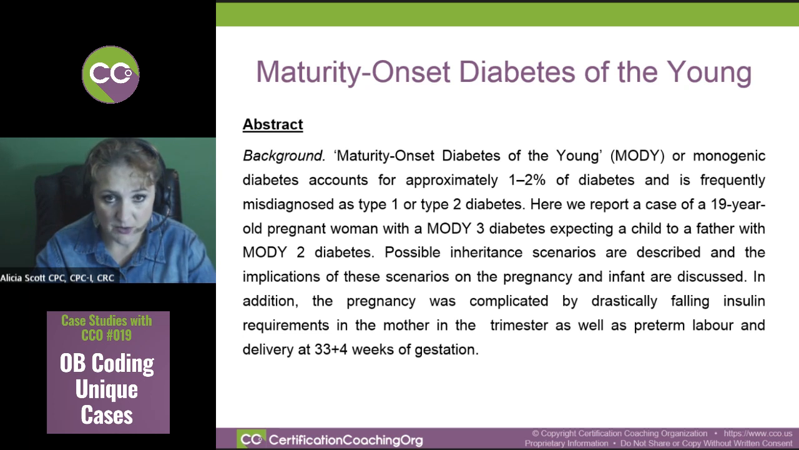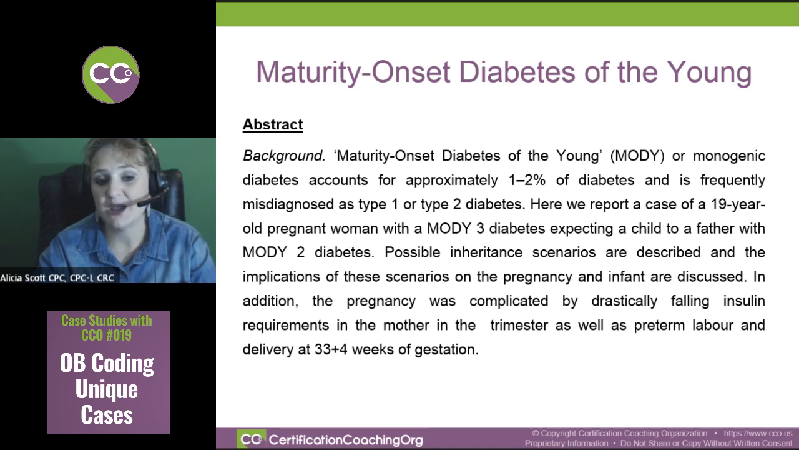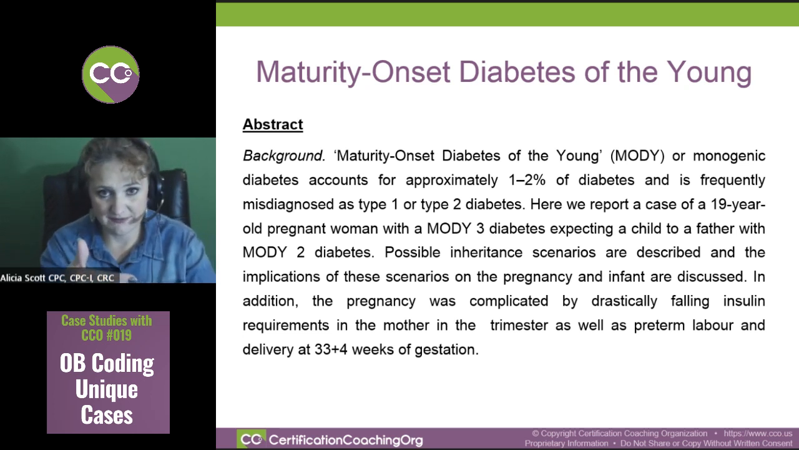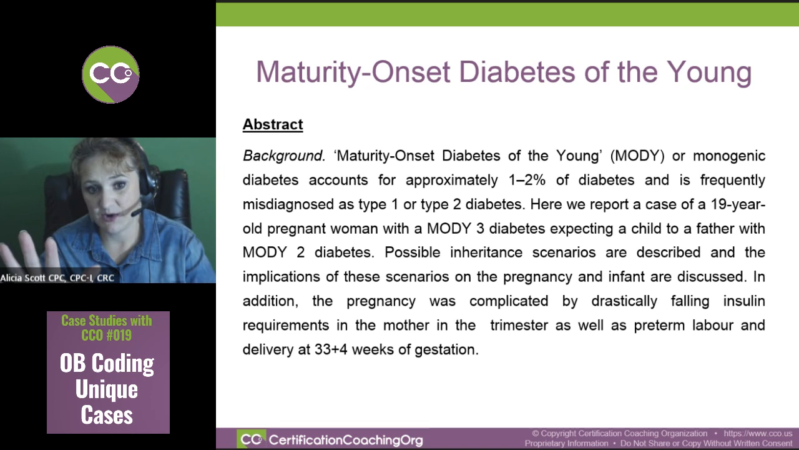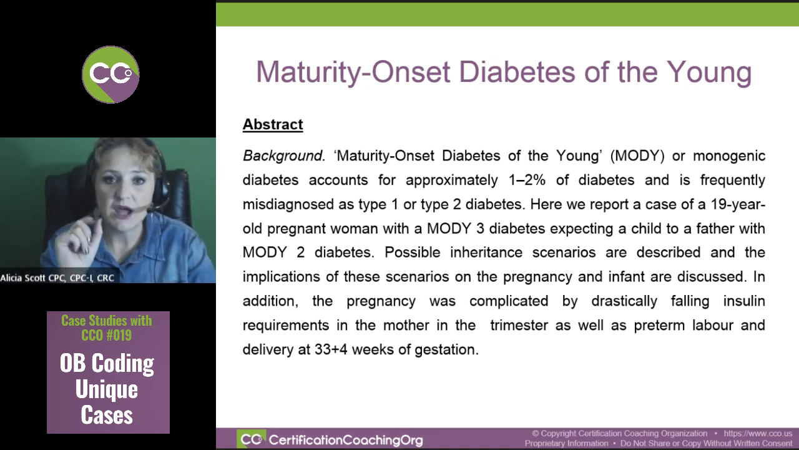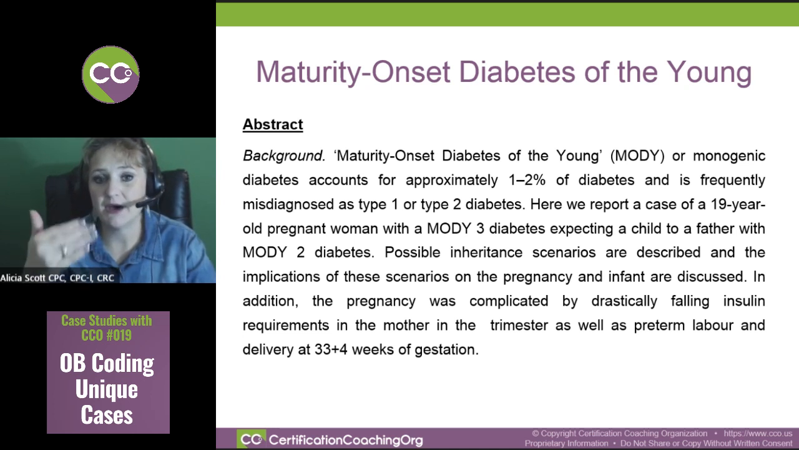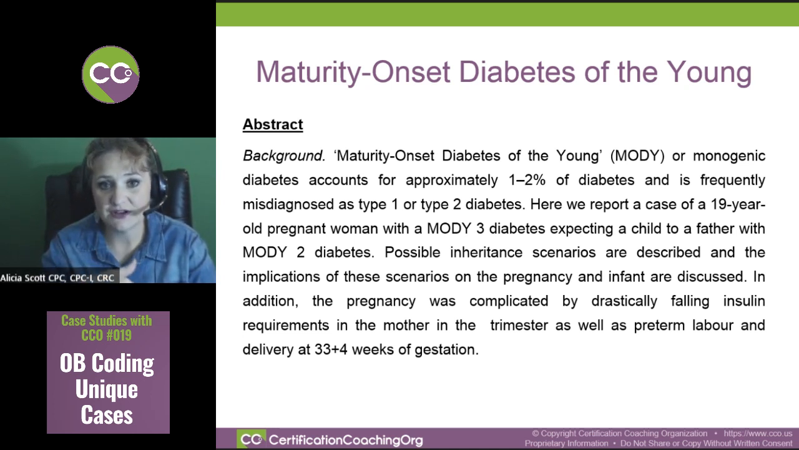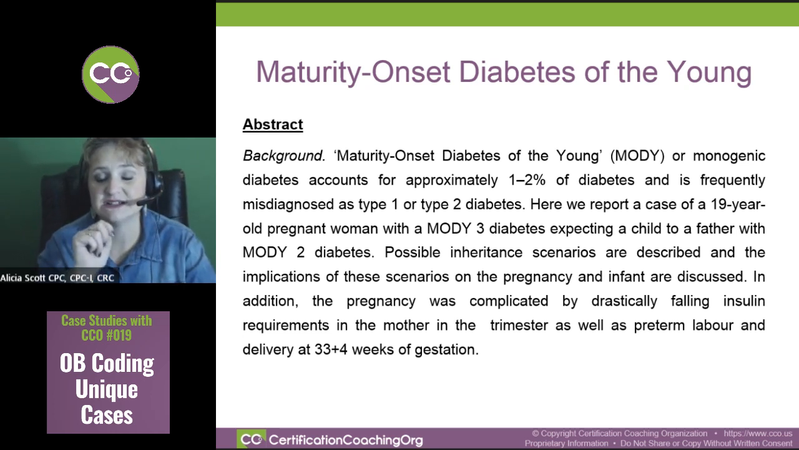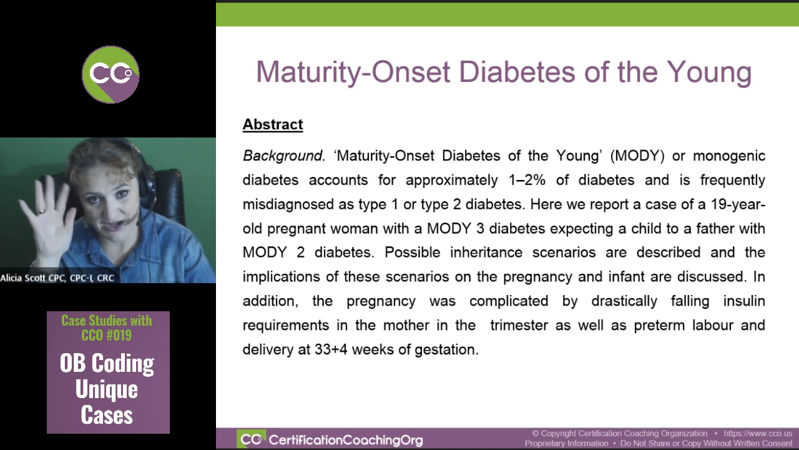But the scenario that we're going to look at and practice abstracting content from is a report where we have a 19-year-old woman who is a MODY 3 diabetic and pregnant. Now, you're probably saying to yourself, well, wait, Alicia, tell me what MODY 3 means. Well, we're going to get to that. Not only is it a unique scenario because the mother is a MODY 3, the father is a MODY 2. Okay, so we have a mother and a father that are diabetic. And I'll explain here in a minute how this is a genetic disorder.